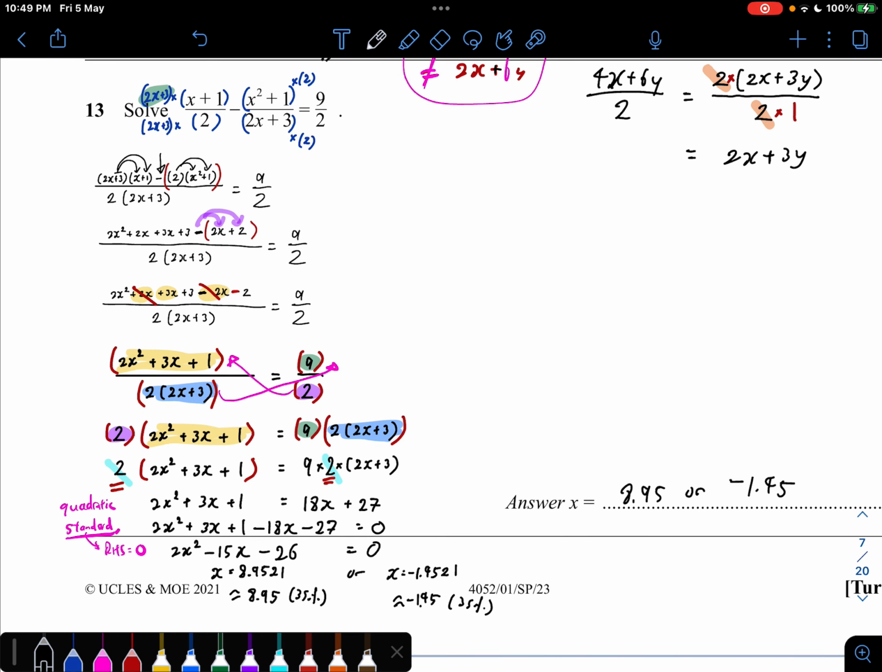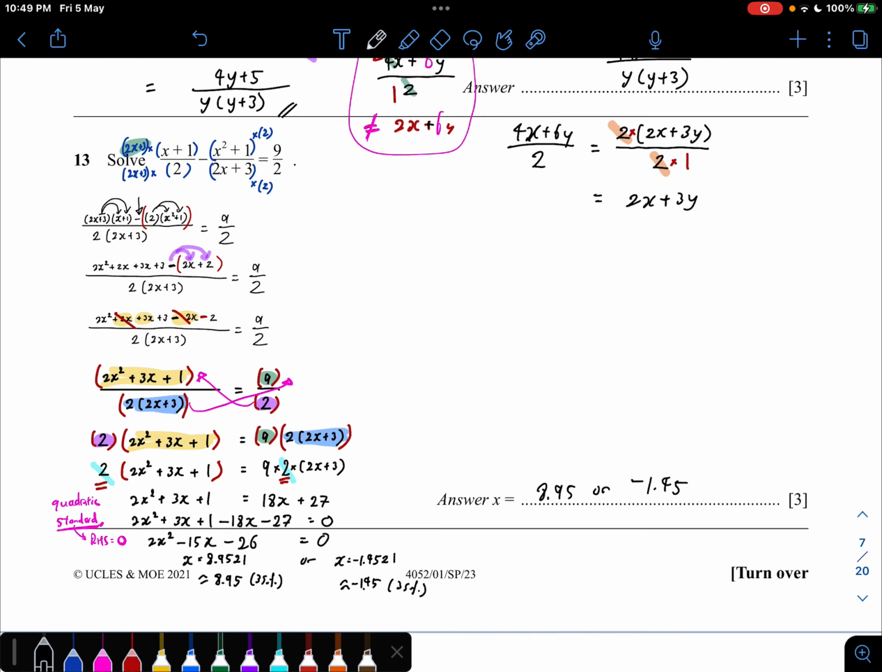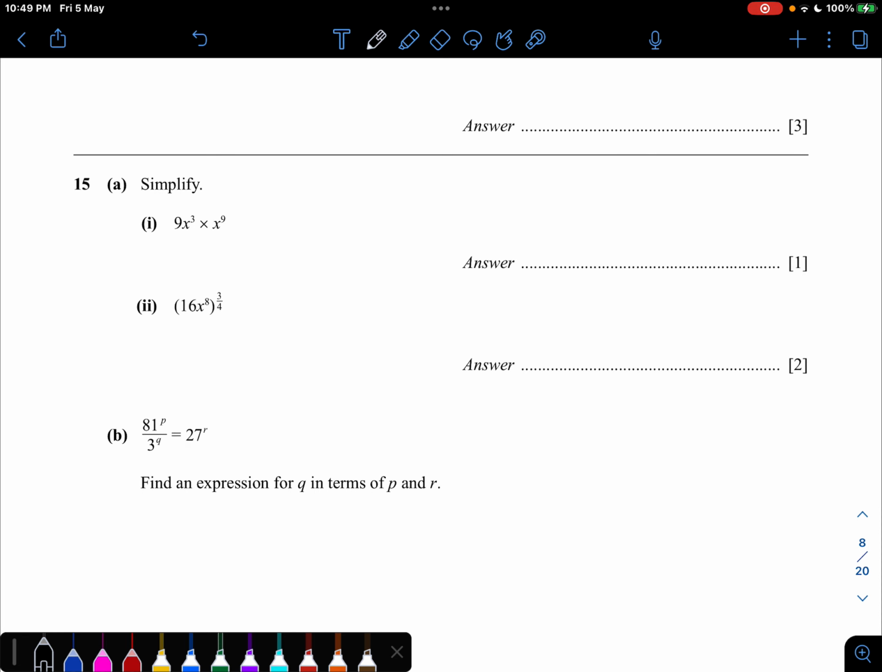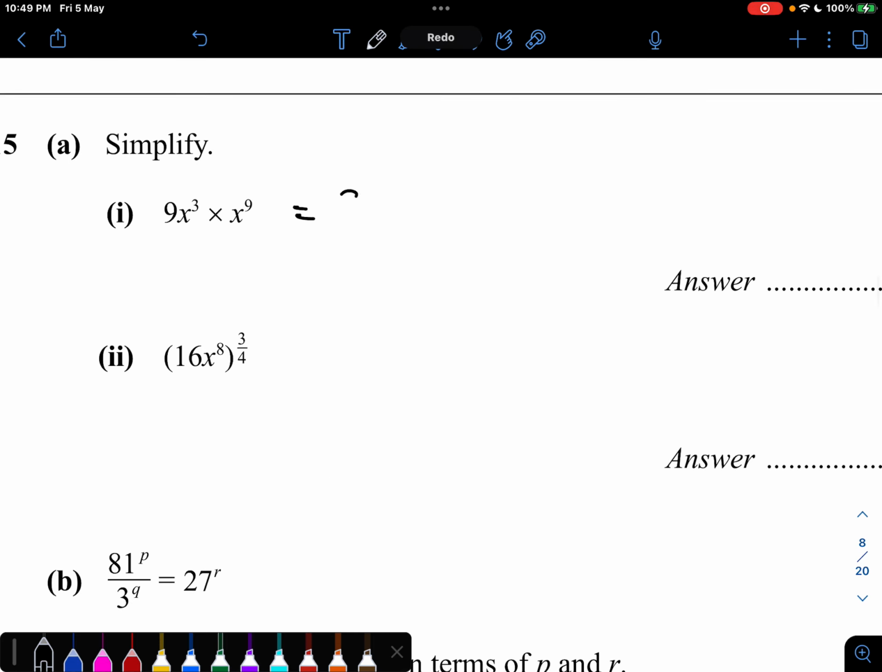Let's see. What was I asking you to do? Question 15, let's go. So question 15, exponents. Let's see how we can deal with it. You see a 9 there? Just leave it alone. Just leave it alone. So we're going to leave the 9 alone.